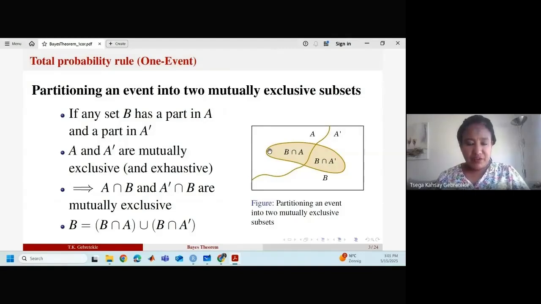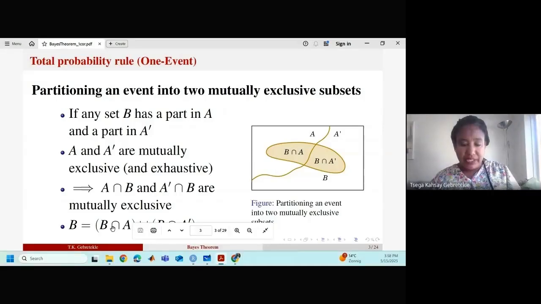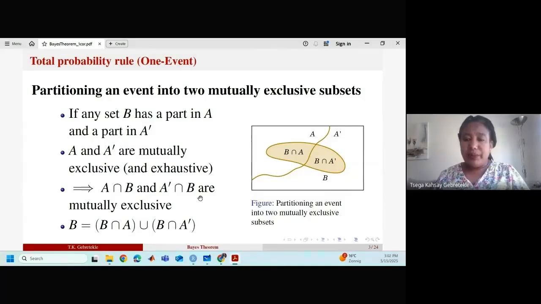Suppose we have an event B. We can partition the event B into two mutually exclusive subsets in such a way that B has part in A and also part in A complement. As we know, A and A complement are mutually exclusive and also exhaustive because their union is the sample space. So B can be expressed as B intersection A union B intersection A complement. Then what will be the probability of B?